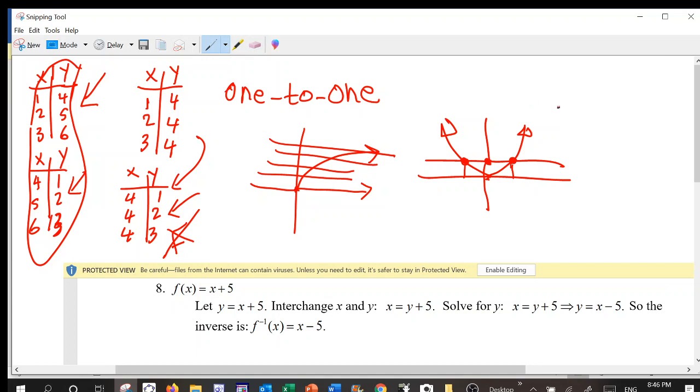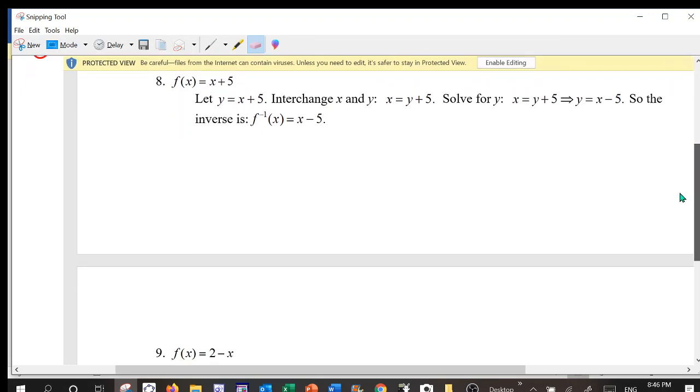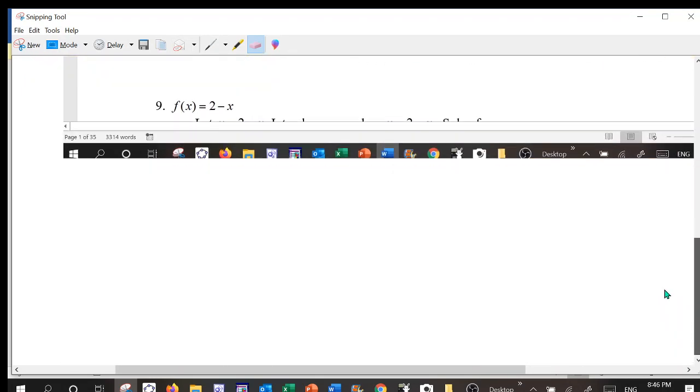Okay, now if you're given an equation and asked whether it's one-to-one or not, look at its graph and then figure out from the graph. This is not a one-to-one function. All right, now the question is, how do we find the inverse of a function? So before I do number 8, I'm going to do some more work down here, and then we go back and do number 8.